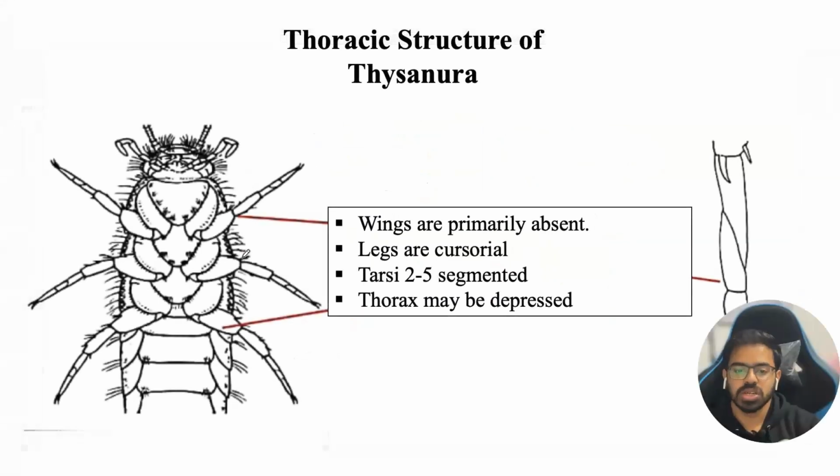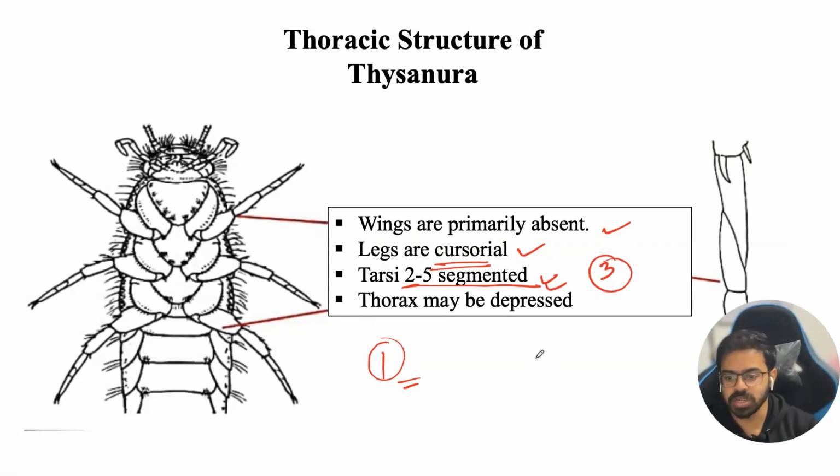Then thoracic structure: wings are absent, and legs are cursorial. Remember, legs are cursorial. Tarsi are 2 to 5 segmented. Before that, we have only one segmented tarsus. In Thysaneura it is 2 to 5 segmented, and in most cases it has 3 segmented tarsi. Thorax may be depressed like this.